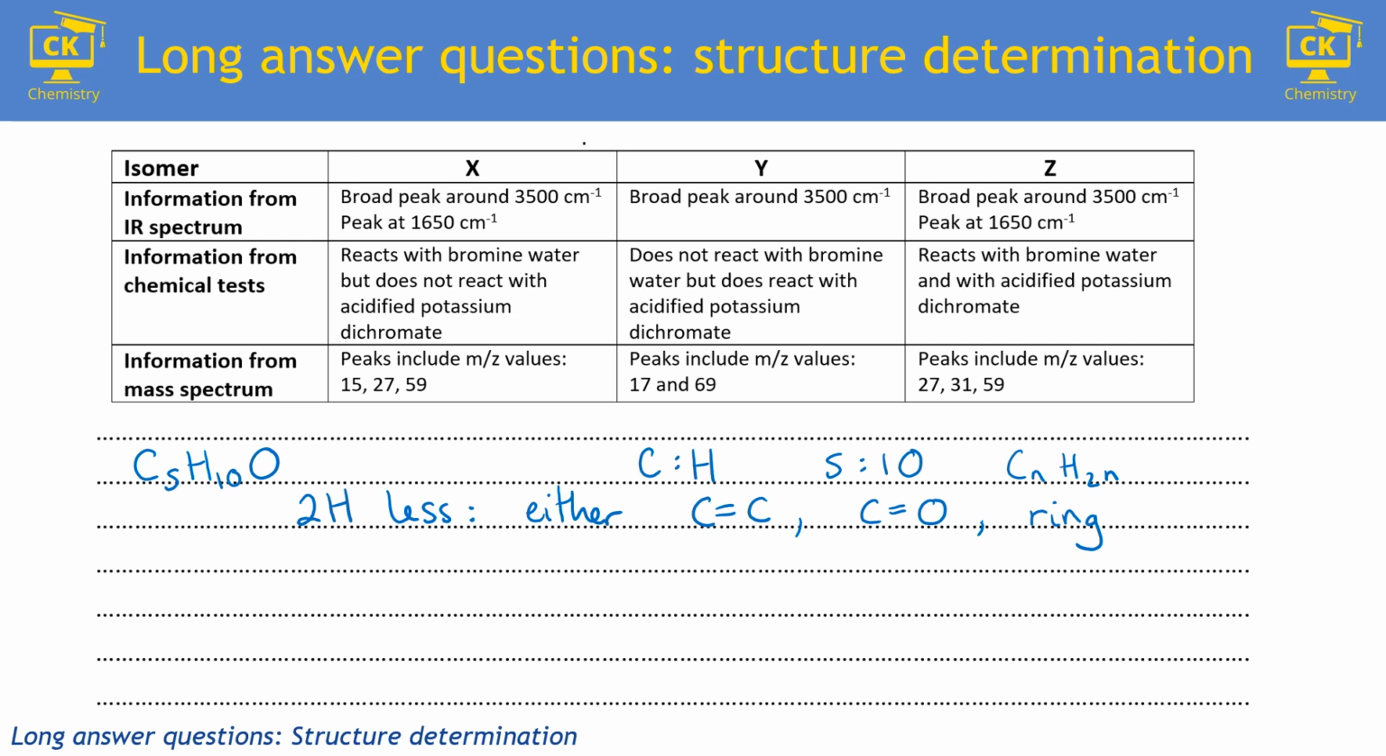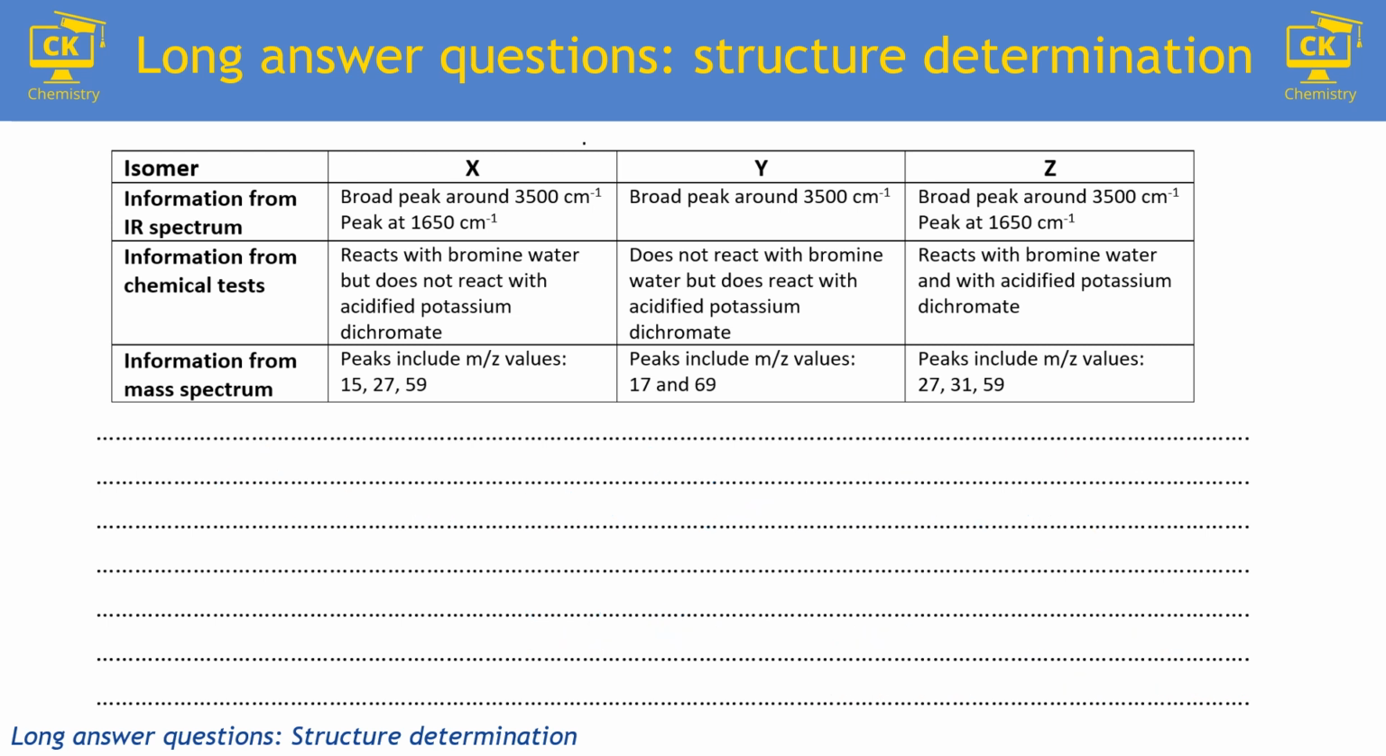What does that mean? For example, if the formula was C5H8O, then I could have various different options. I could have two lots of C=C. I could have two lots of C=O. I could have a C=C plus a C=O. I could have a C=C plus one ring. I could have two rings. Do you see what I mean? I couldn't have two rings with 5 carbons. It'd be too many. So we already know that my molecule either contains C=C, C=O, or a ring.